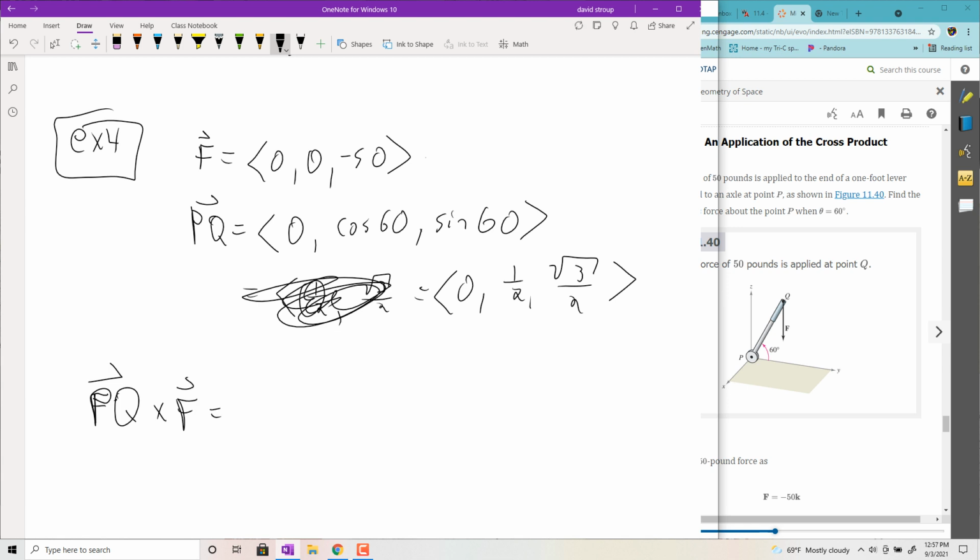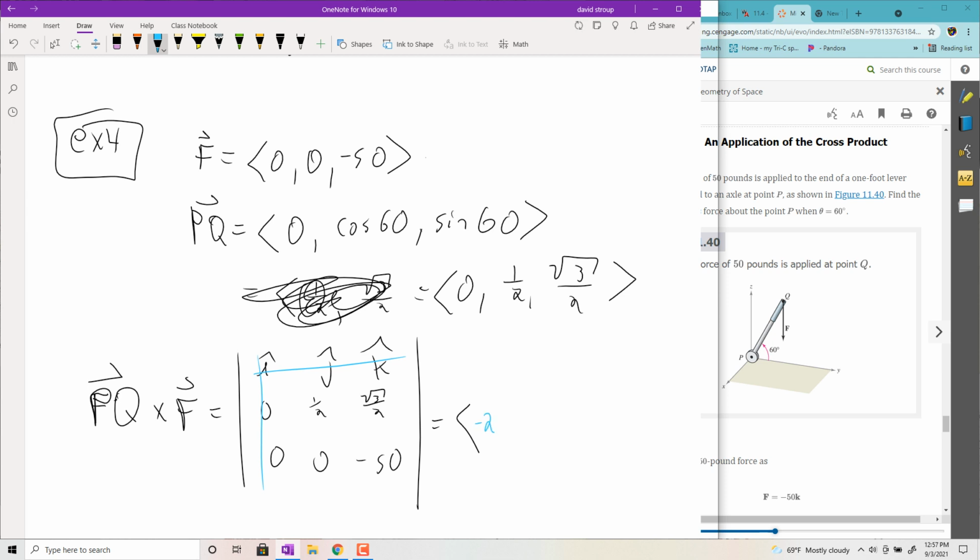So we have 0, 1/2, √3/2 crossed with 0, 0, -50. First, 1/2 times -50 is -25. And then the other components are 0 ultimately. So it looks like the magnitude is going to be 25 foot-pounds of torque.